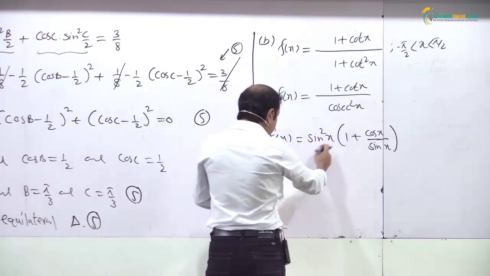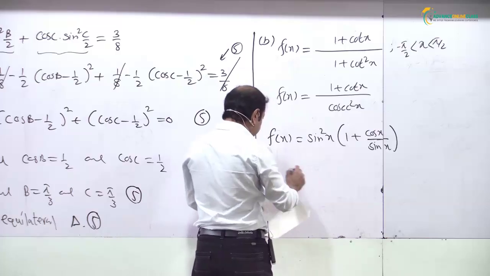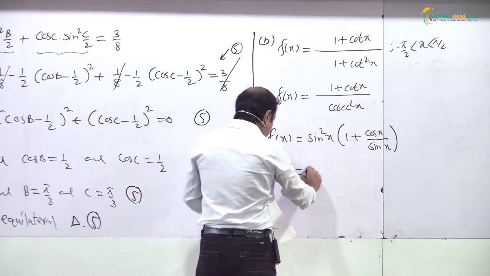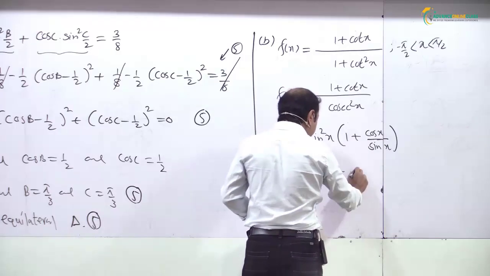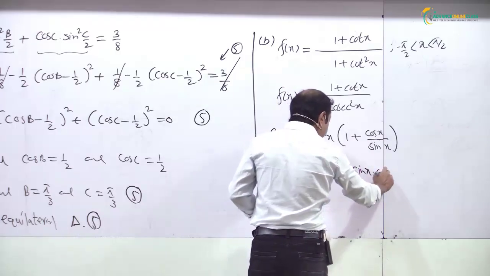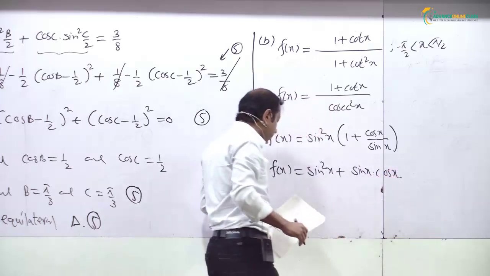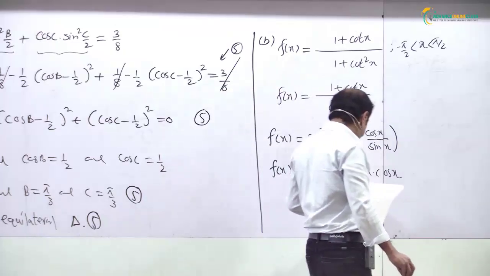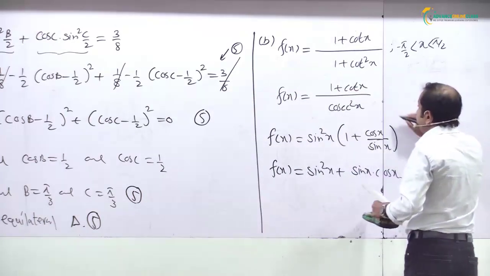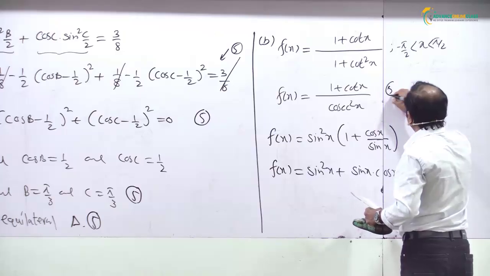Now bring this inside. Sine squared x plus, once you bring it here, that becomes sine x cos x. Okay. All right. For this, we get 5 marks.